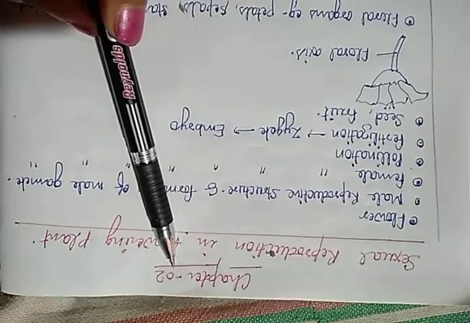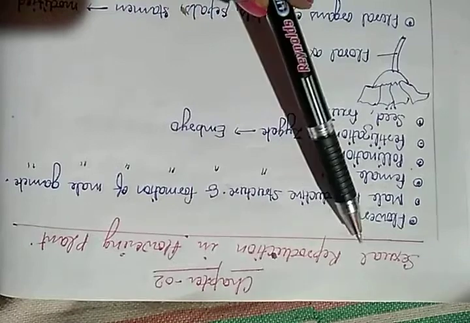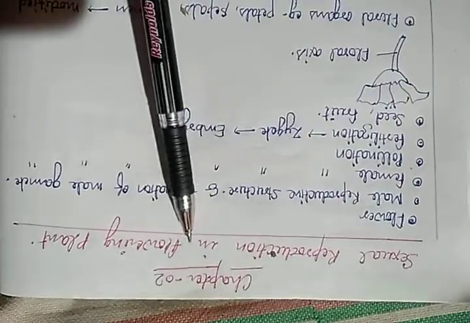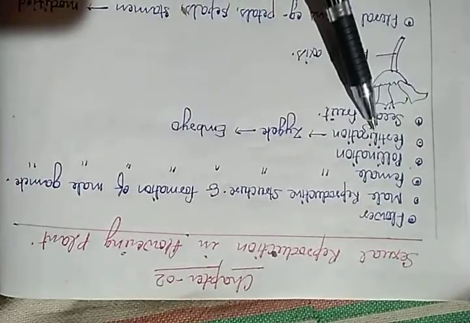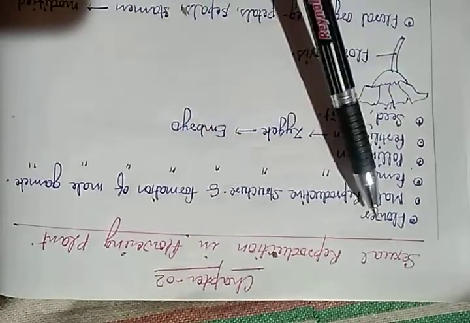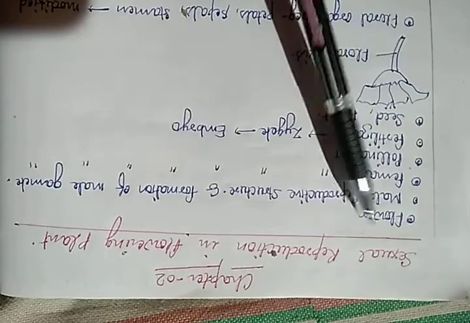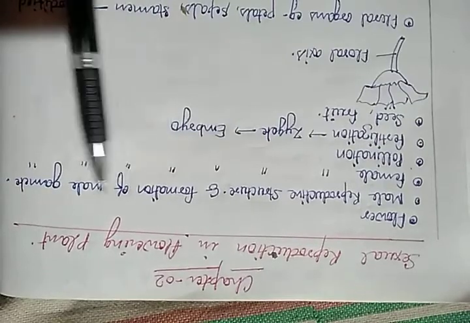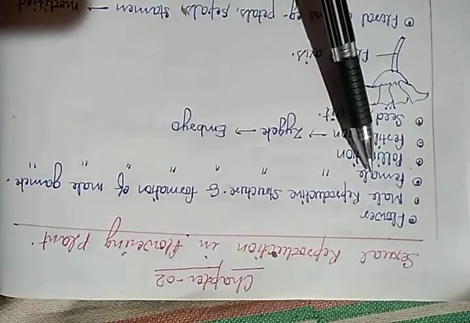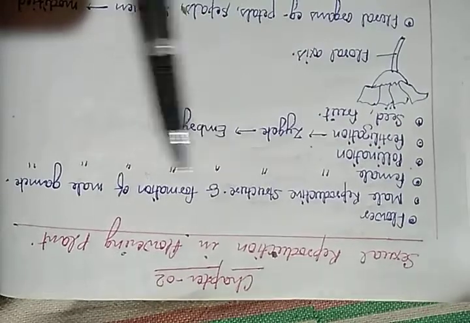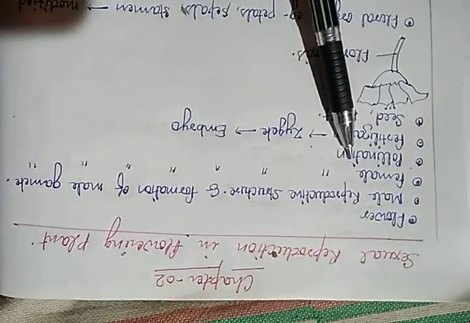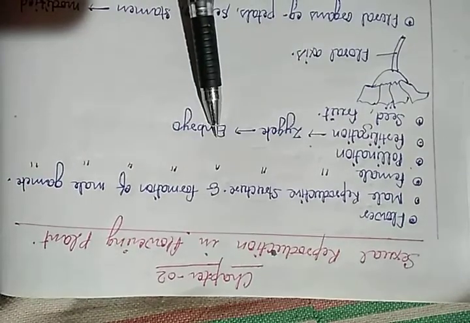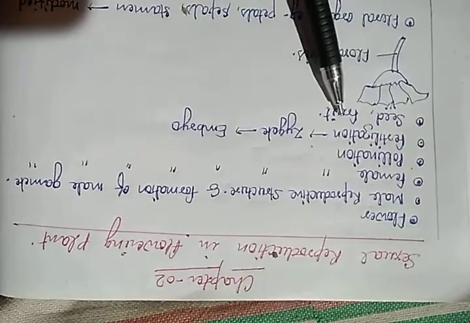Students, today we will start chapter number 2. The name of the chapter is Sexual Reproduction in Flowering Plants. This particular chapter is going to be divided into further steps. So, the first part is what? That is flower. Second is male reproductive structure as well as formation of male gamete. Next part is female reproductive structure and formation of female gamete. Pollination, fertilization, where we will study about zygote as well as the embryo, and the last one is seed as well as the fruit.